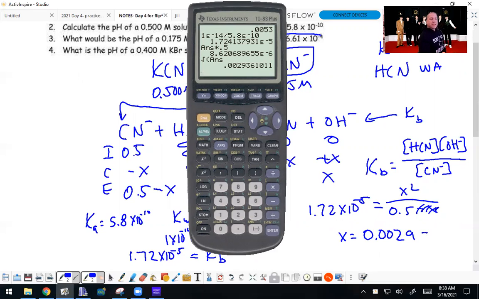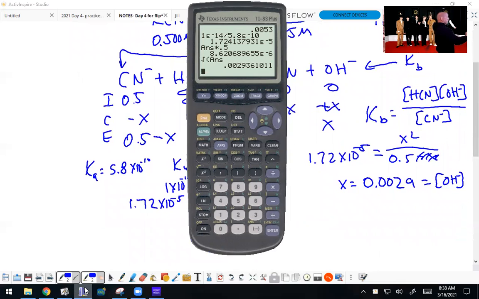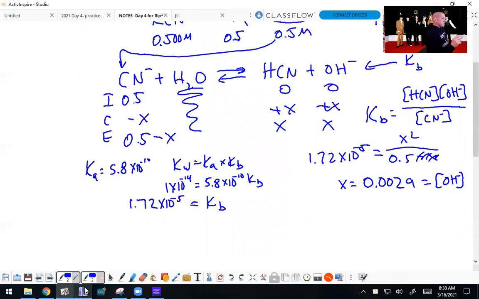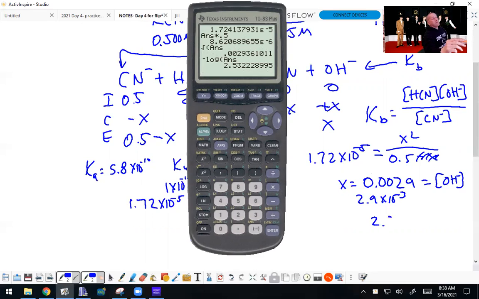All right, well, this time it doesn't equal the H3O plus, but instead the OH minus. So don't make that common mistake that I kept referring to, which is when we do the negative log this time, so 2.9 times 10 to the minus 3, you can see it's going to be a little less than 3. Negative log of our answer, you can see we get 2.53. But that is not the pH because it's OH, so 14 minus.